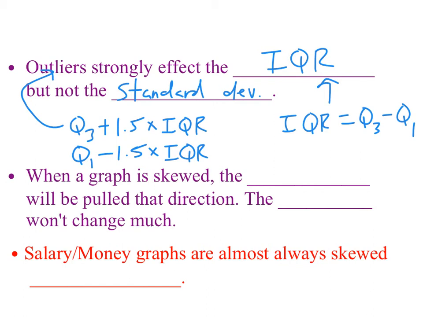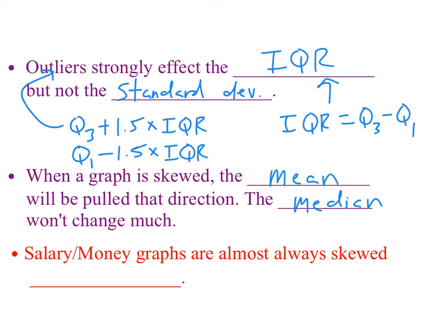We're talking measures of center. When the graph is skewed, the mean will be pulled in that direction. The median won't change all that much. Okay? So if we have a really strong skew, it's our preference, if we want to make a reference to the center, we'd like to talk about the median, and for spread, we'd like to talk about standard deviation.